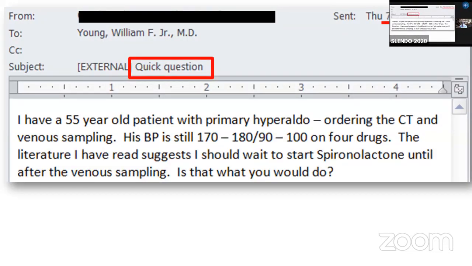Okay, next question. This is from last month. Quick question. I have a 55-year-old patient with primary hyperaldo, ordering the CT and venous sampling. His BP is still 170 to 180 over 90 to 100 on four drugs. The literature I have read suggests I should wait to start spironolactone until after venous sampling. Is that what you would do?